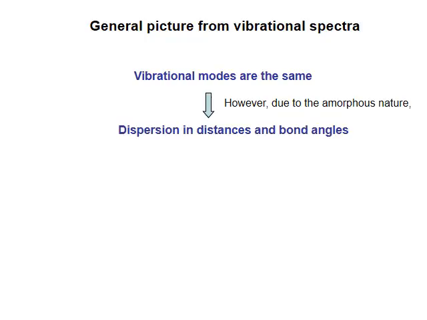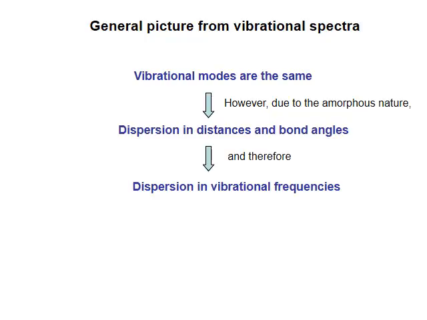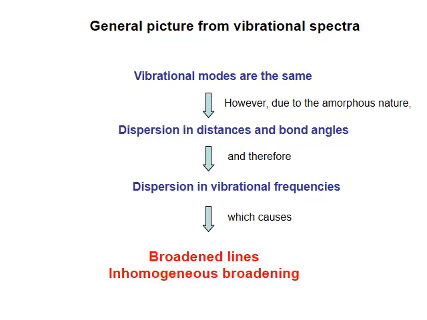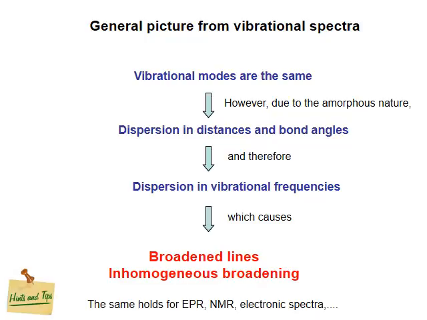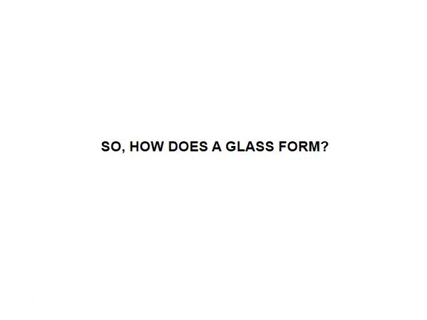Vibrational modes are the same for crystals and glasses. However, due to the amorphous nature, dispersion is observed for the atomic distances and bond angles. Vibrational modes will therefore be affected. A dispersion is observed for the characteristic frequencies. Lines will be homogeneously broadened. The same holds for EPR, NMR, electronic spectra, etc. So, we have seen so far some experimental evidences that allow us to distinguish between a glass and a crystal.